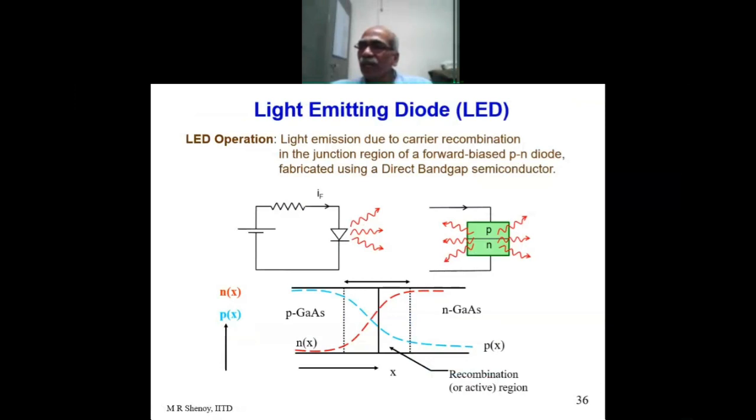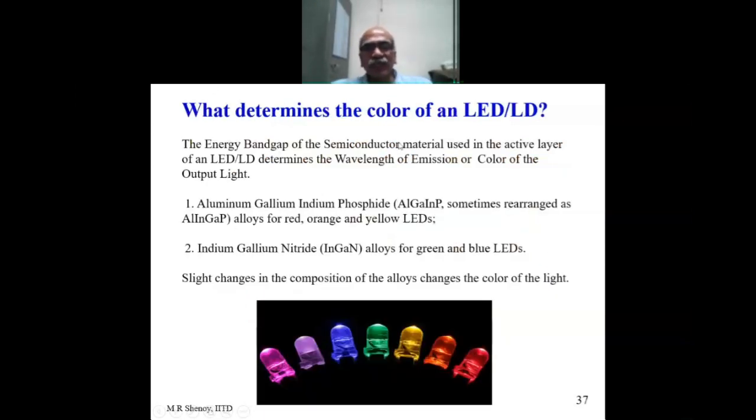So let me come very quickly to the light emitting diodes. So light emitting diodes are forward biased PN junction diodes, which all of us know. And what determines the color of an LED or a laser diode for that matter? It is the energy band gap of the semiconductor material. So to realize red, orange, yellow LEDs, normally aluminum gallium indium phosphide is one of the materials which is used. Whereas blue and green LEDs are based on indium gallium nitride. So a slight change in the composition of the alloy changes the emission wavelength of the LED.